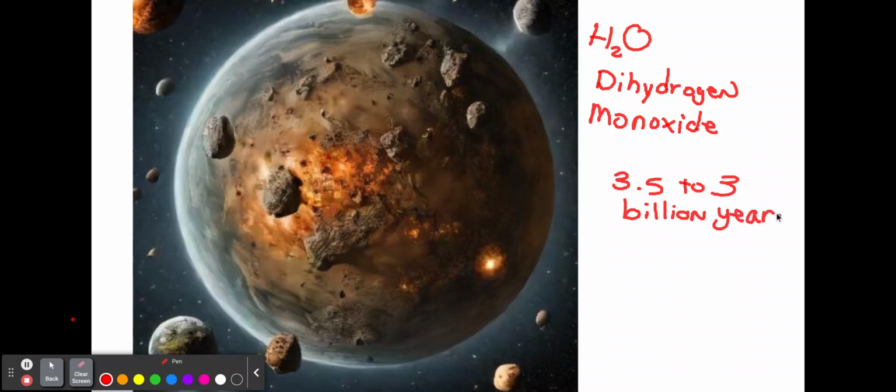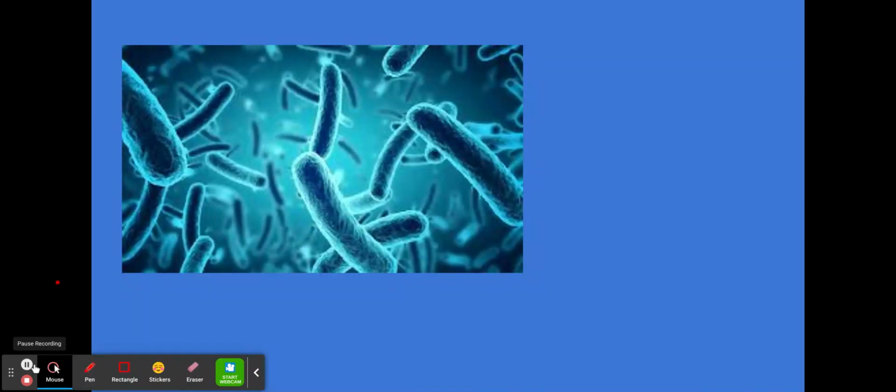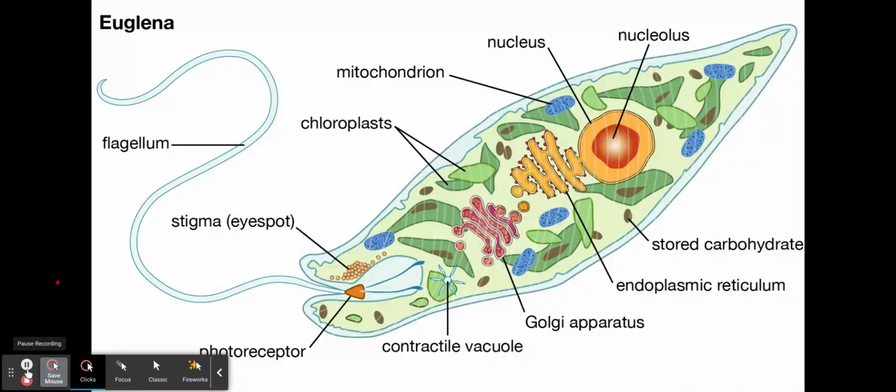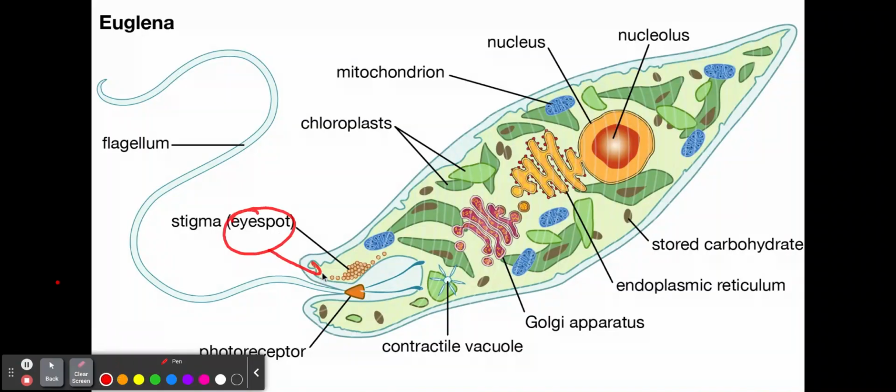So the first life would form about 3.5 to 3 billion years ago. And of course, this is the archaea and bacteria. But they had no eyes. Eventually, though, they would form something called an eye spot, which was more like a light sensitive device capable of detecting light. Here's the early bacteria, archaea. Right over here, there's the eye spot. And again, it's not an eye as we think of an eye, but more like a light sensing device.